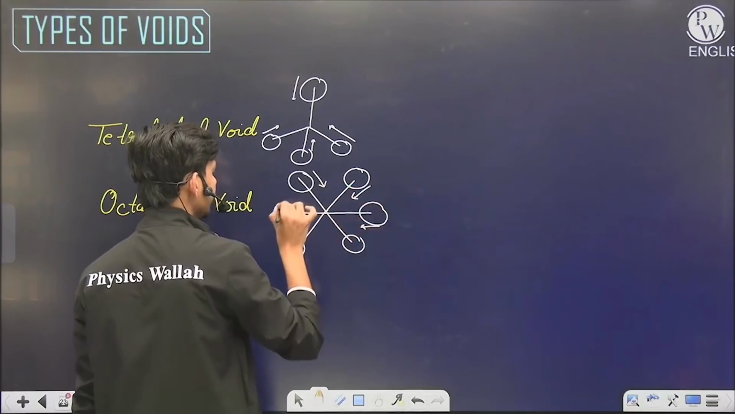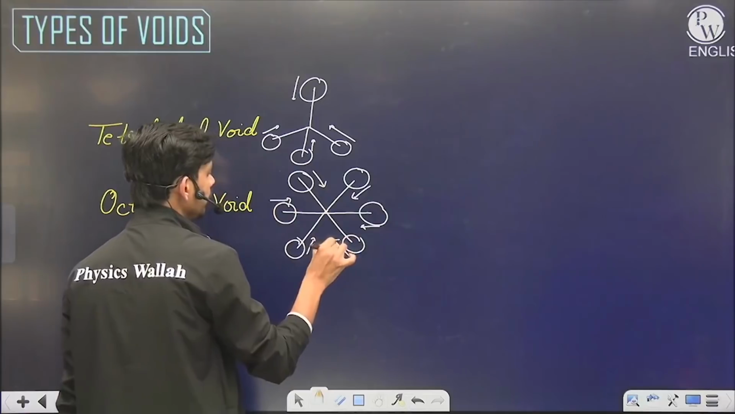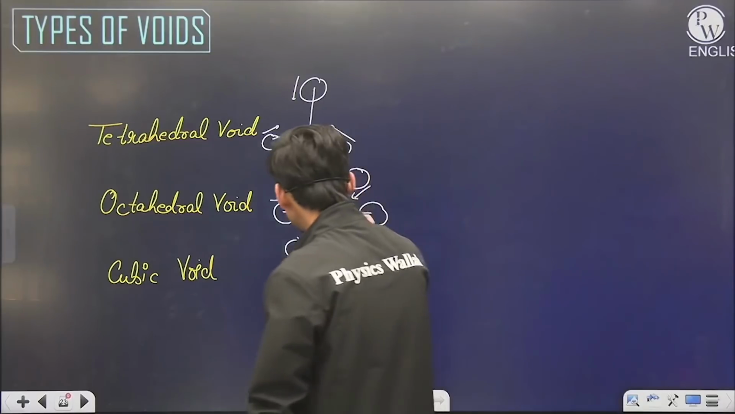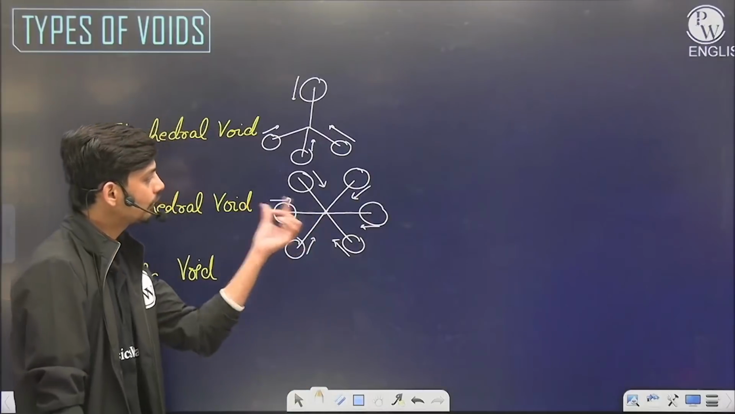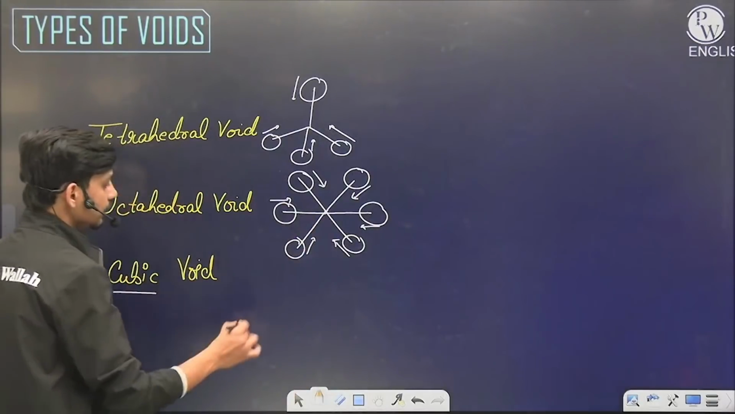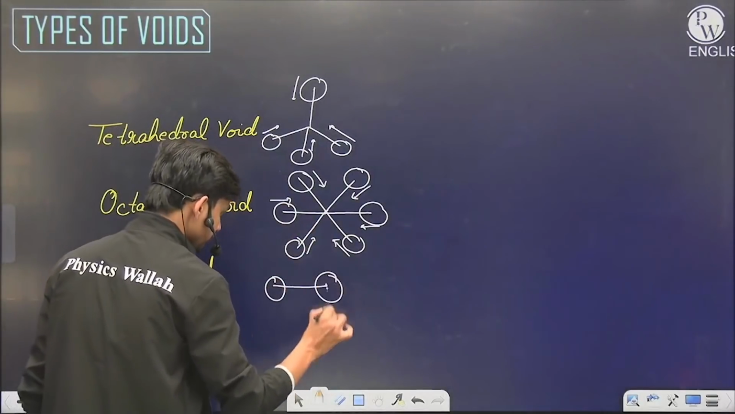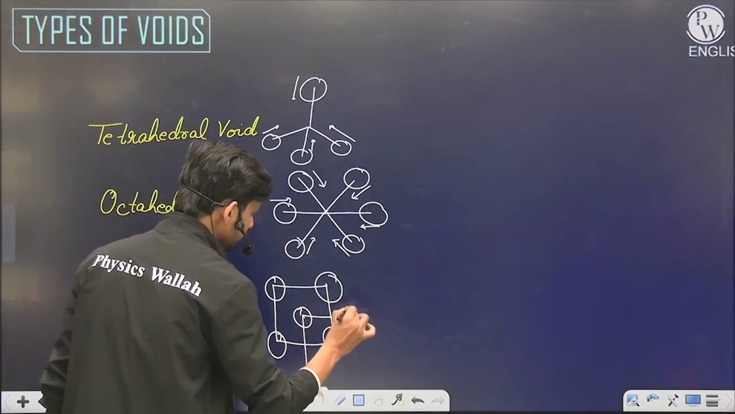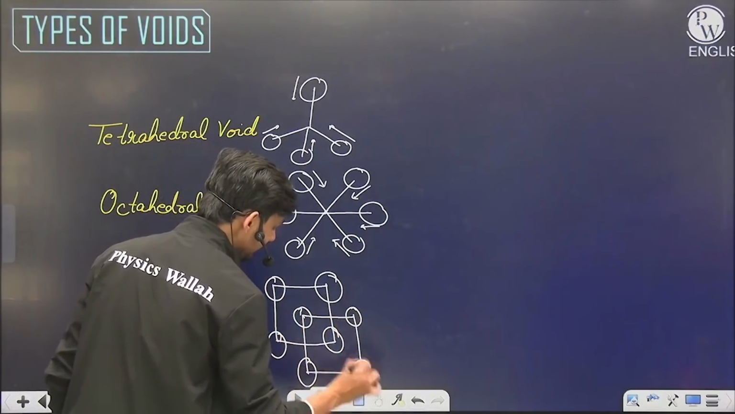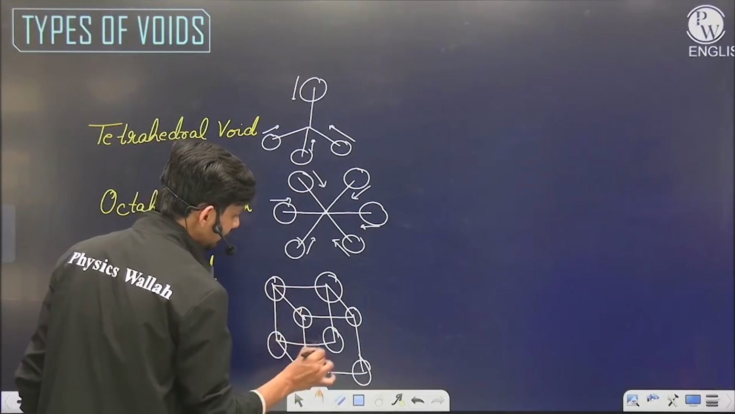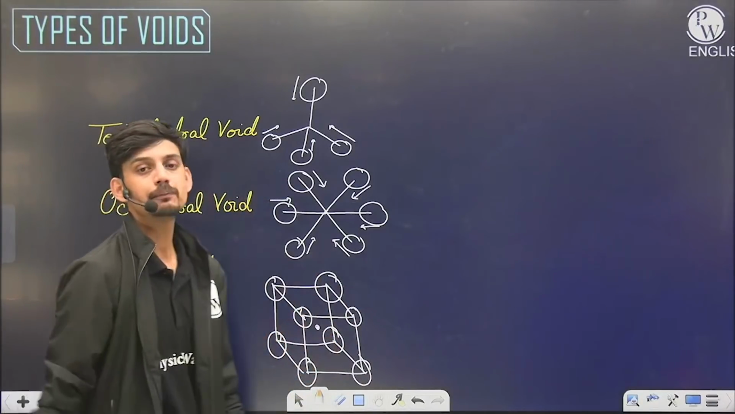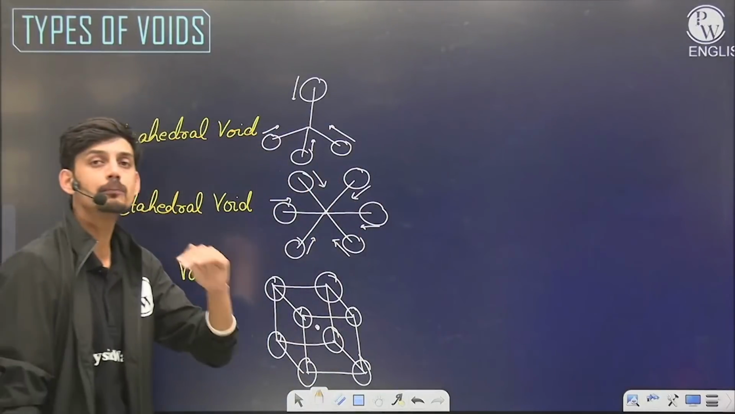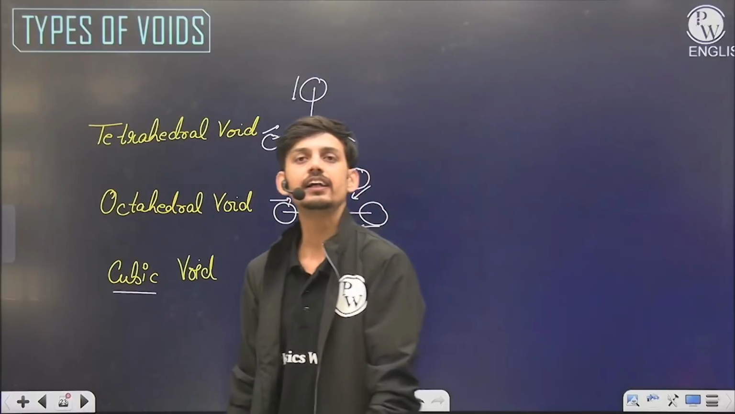So these are x, y, z axes. We can assume one to be x, another to be y, and another to be z axis for octahedral void. Then the center, where the space will be vacant, is defined as octahedral void. And cubic, as the name suggests: when 8 atoms form a cube, the empty space formed at the center will be cubic void. So we have mainly 3 types of void in a cubic solid: tetrahedral, octahedral, and cubic.